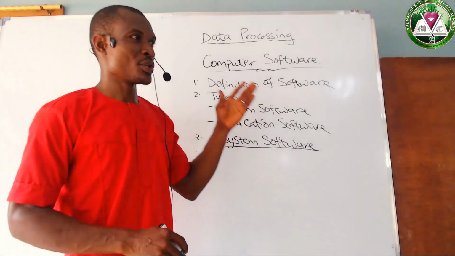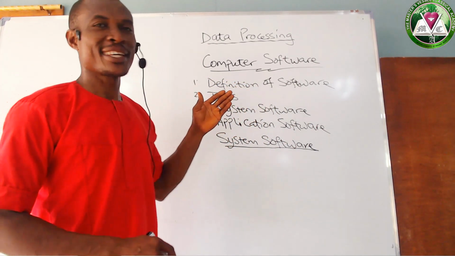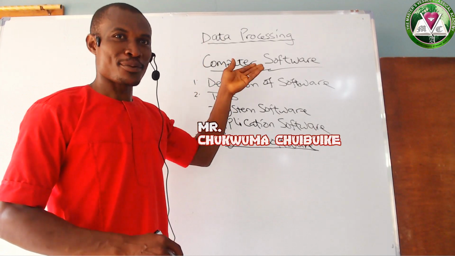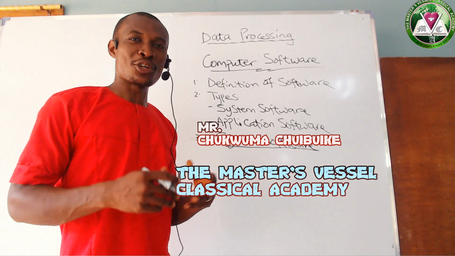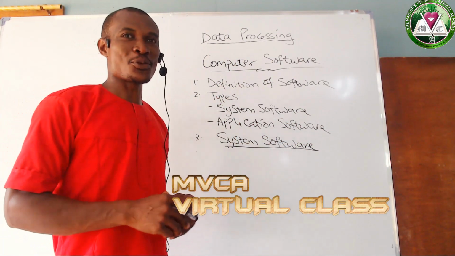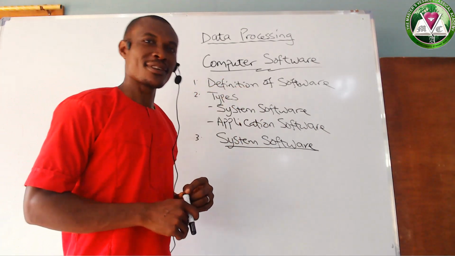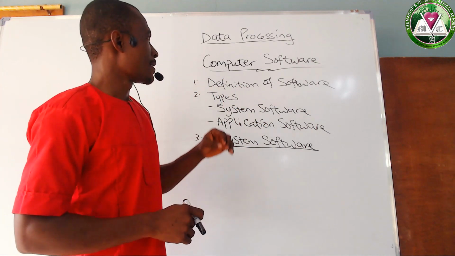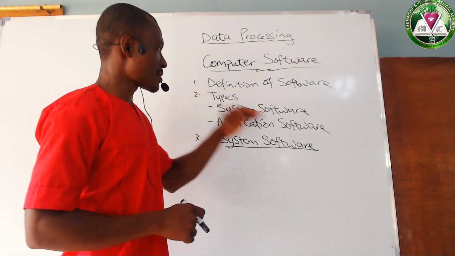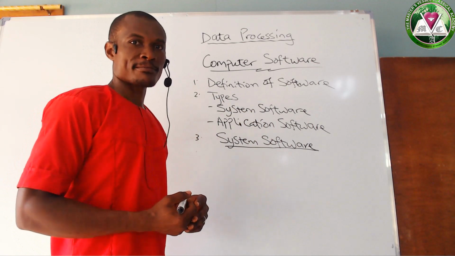Today we'll be treating computer software. I know one might be wondering why we are talking about software and data processing. So you know that in electronic data processing, you can't achieve any results without using software. So we must discuss software here. It's part of this subject. We look at the definition of software, we look at types of software, and from there, we'll talk about other things.